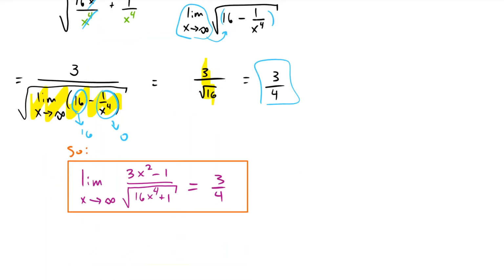So in summary, the limit as x approaches infinity of 3x squared minus 1 over radical 16x to the 4th plus 1 is just 3 over 4.